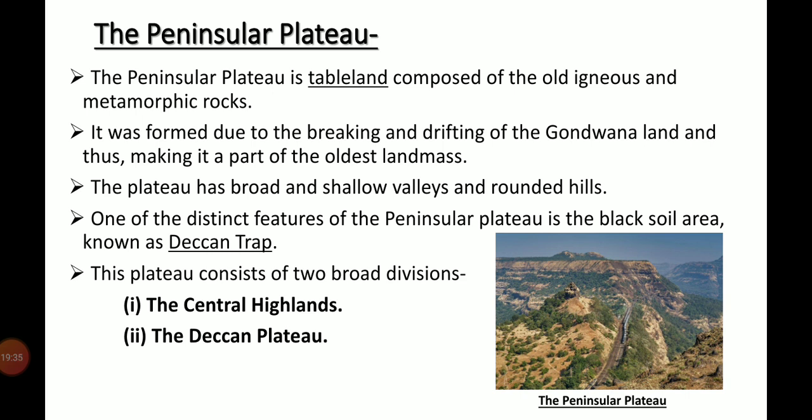The Peninsular Plateau is spread over the states of Gujarat, Maharashtra, Karnataka, Tamil Nadu, Andhra Pradesh, Telangana, Jharkhand, Madhya Pradesh and also Chhattisgarh. The plateau has broad and shallow valleys and rounded hills. One of the distinct features of this Peninsular Plateau is the black soil area, which is known as Deccan Trap. This plateau is also divided into two parts. The upper part is known as the Central Highland and the lower part is known as the Deccan Plateau.